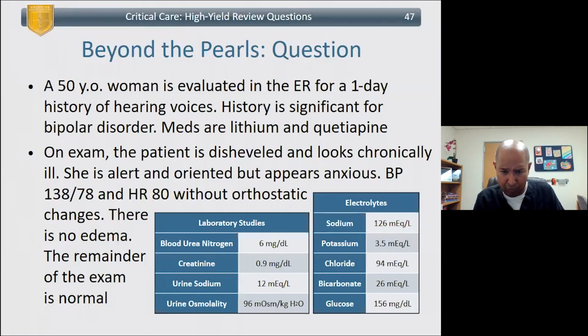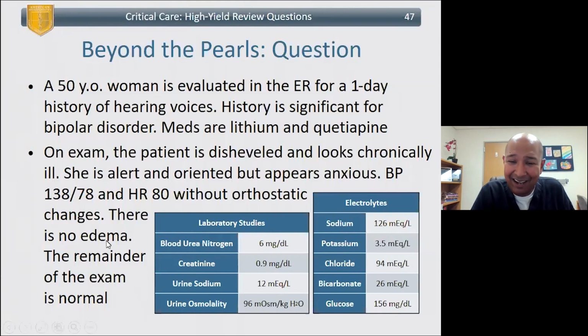Heart rate is 80 without orthostatic changes. There is no edema. The remainder of the exam is normal. And they give some lab studies. Don't worry, everything is where? In the serum, so it's good. Oh, there's a little urine there. I take it back, I'm sorry. There's some urine in there.